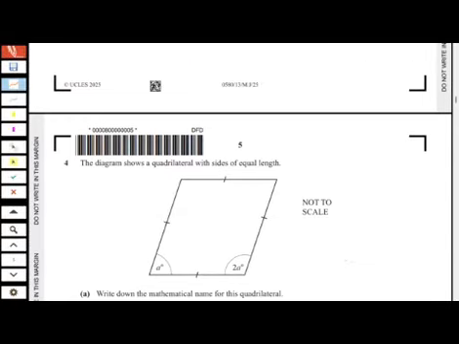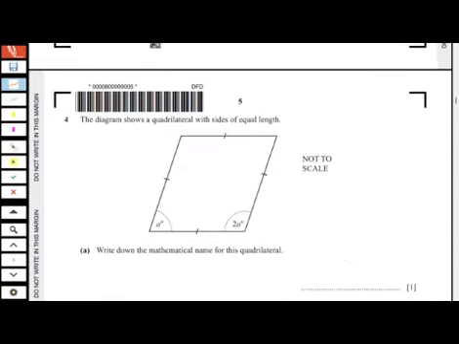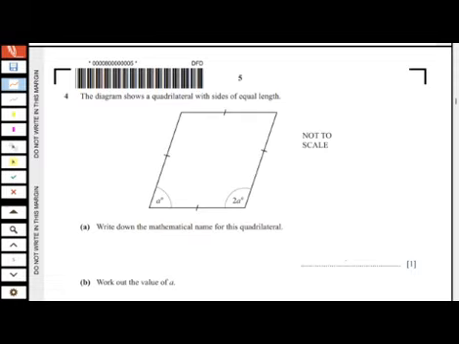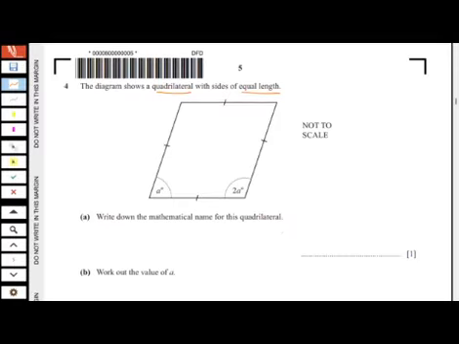Question number 4. The diagram shows a quadrilateral with sides of equal length. What is a quadrilateral? A quadrilateral is basically a shape having four sides. Part A. Write down the mathematical name for this quadrilateral.